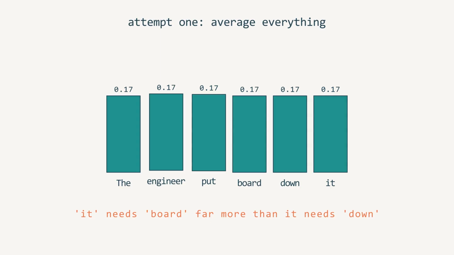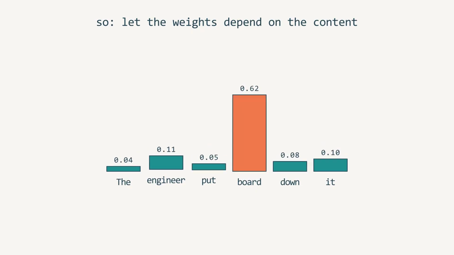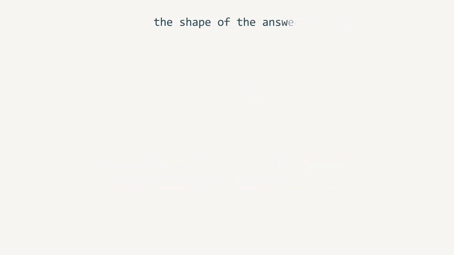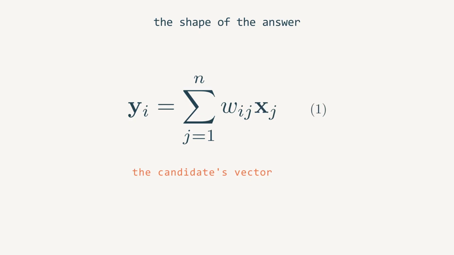The defect, the weights are fixed. Every weight is 1 over n no matter what the words are. We need weights that depend on the content. So instead, let each position produce its own weight for every other position, and take a weighted average. That's the shape of the answer, and it's worth reading carefully because every remaining beat is about one symbol in it. The new vector for our asking position is a sum over every candidate position of a weight times that candidate's vector. Big weight, that candidate contributes a lot. Weight near 0, it may as well not be there. Everything from here is working out where those weights come from.